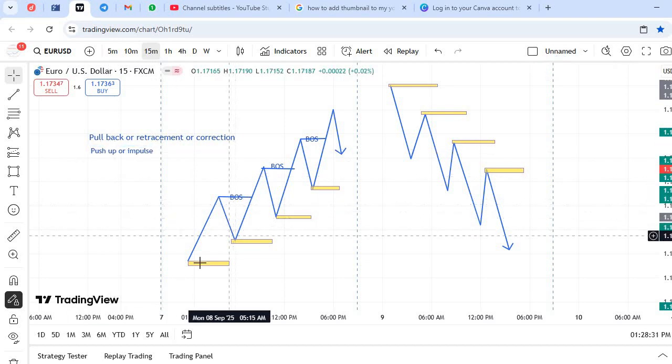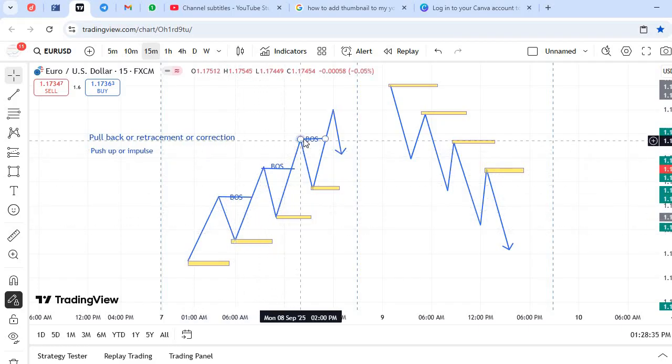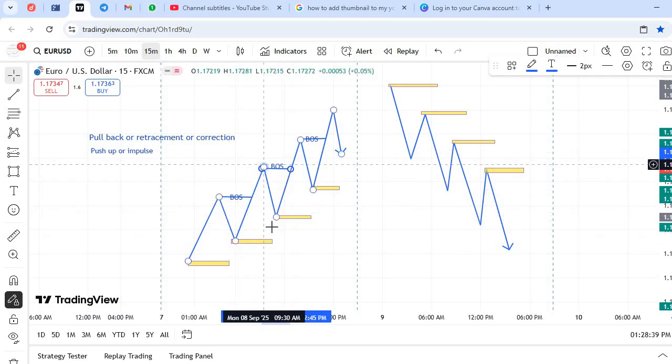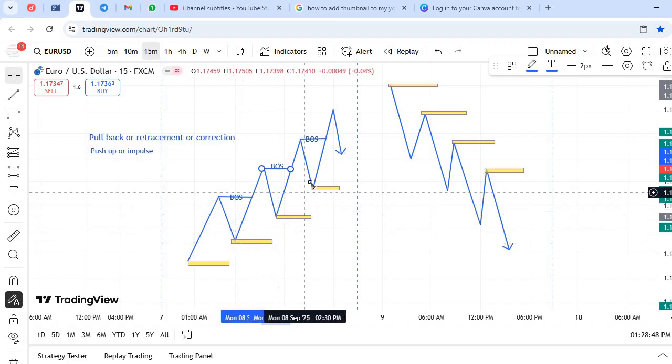Alright, so you can see impulse, correction, impulse, correction, impulse, correction. Now, this was the end of the first correction. This was the end of the second and the third.